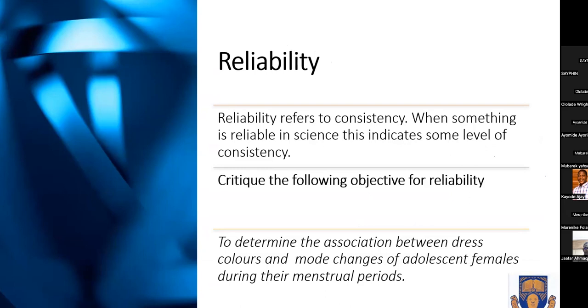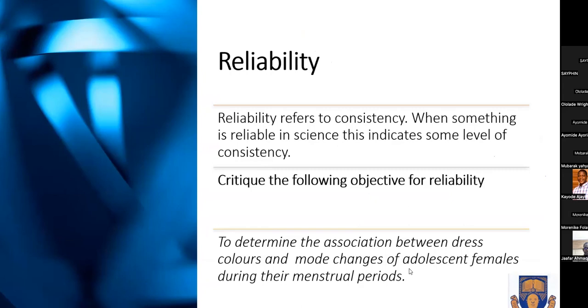Next, we talk about reliability. Reliability refers to consistency in your measure, which means if I do the study today and I repeat it in 5 years' time, with everything remaining constant, it must be reliable.